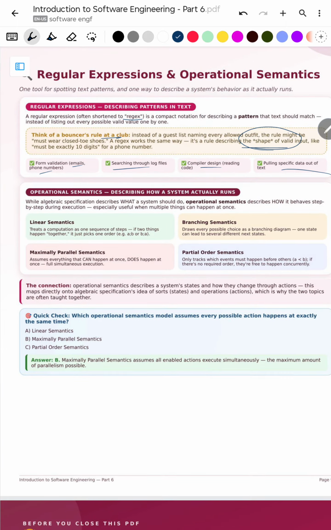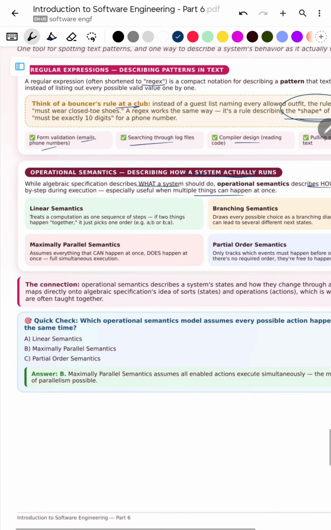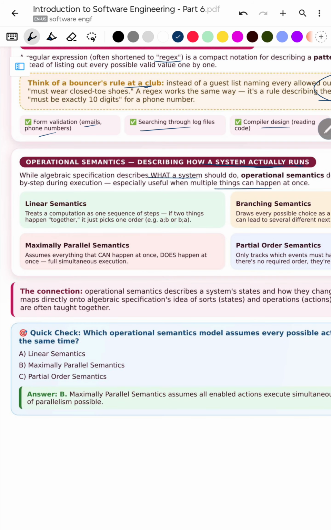Operational semantics is describing how a system actually runs. While algebraic specification describes what a system should do, operational semantics will say how, step by step during execution, especially useful when multiple things can happen at once. Linear semantics, as the name says, is a sequence of steps one by one. It treats a computation as one sequence of steps. If two things happen together, it just picks an order, A, B or B, A.